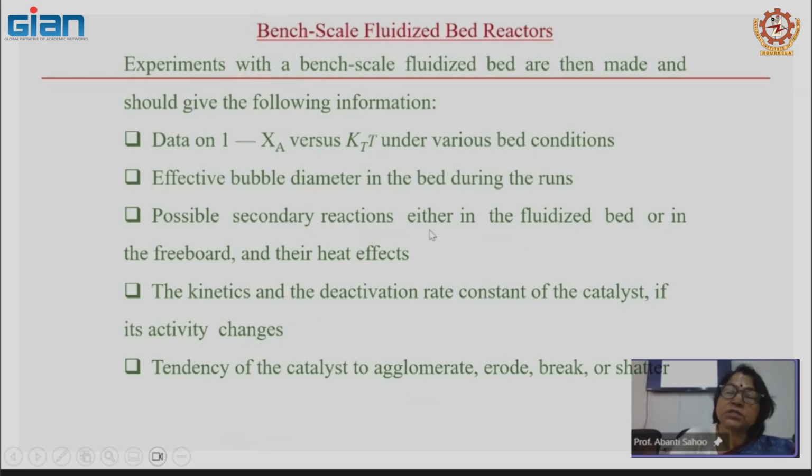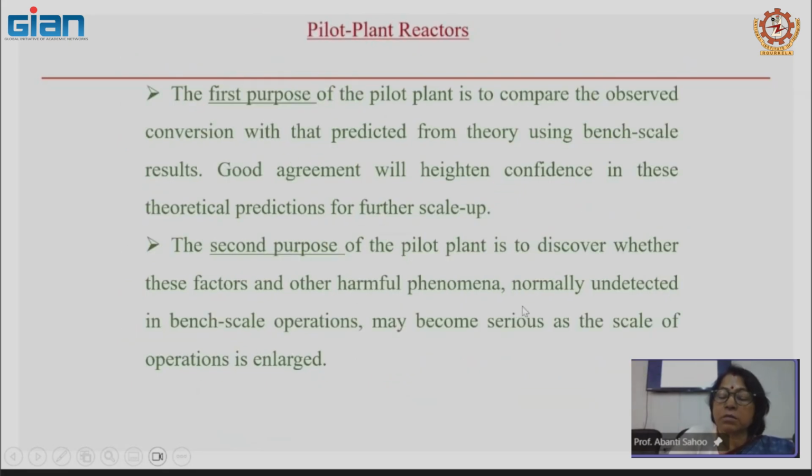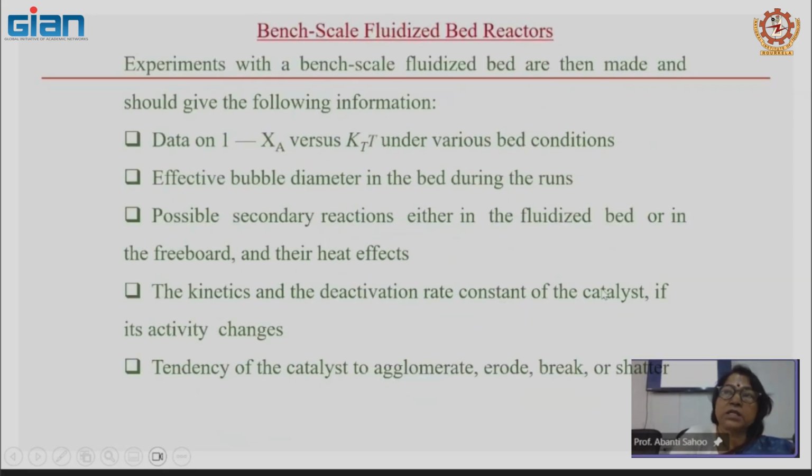Then possible secondary reactions, whether in the fixed bed or the fluidized bed reactor, what the side reactions will be, those things one should also study. Then the kinetics and the activation and deactivation rate, the deactivation rate constant of the catalyst, because a catalyst sometimes deactivates, and its activity changes. Sometimes the catalyst also agglomerates, erodes or breaks. So, this information on the properties of the catalyst should also be studied.